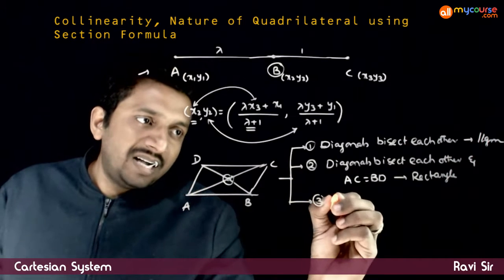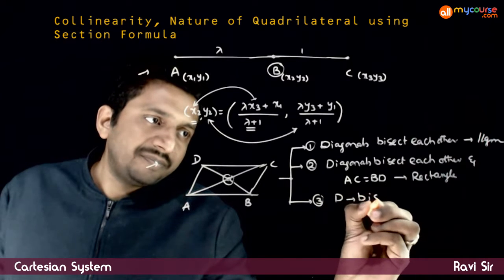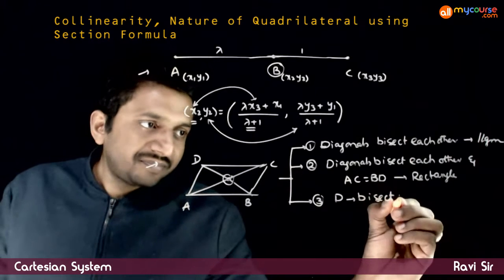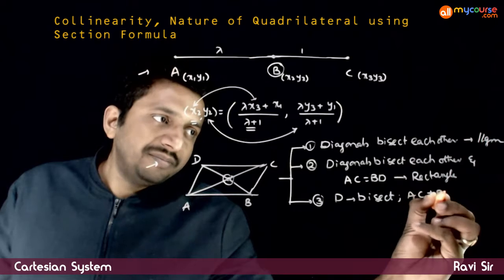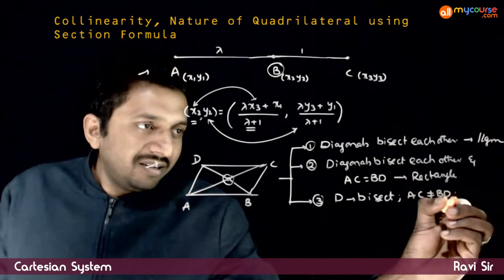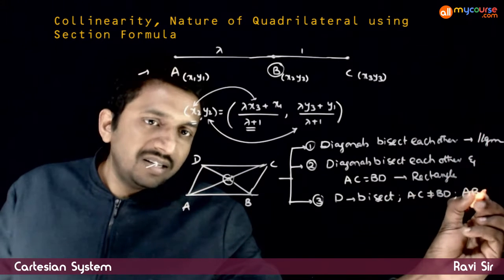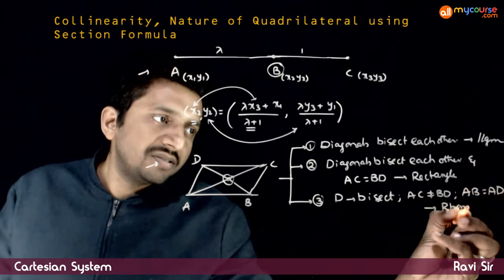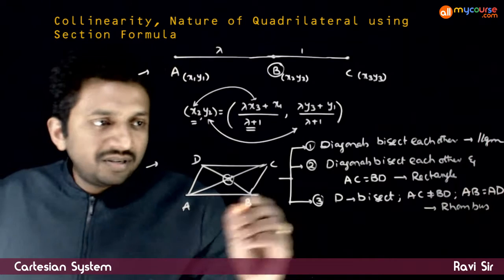Now, diagonals bisect each other, if AC is not equal to BD, that means the diagonals are not equal but adjacent sides are equal, AB is equal to AD, this becomes a rhombus. The figure becomes a rhombus.